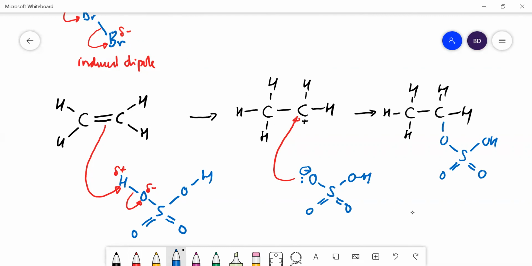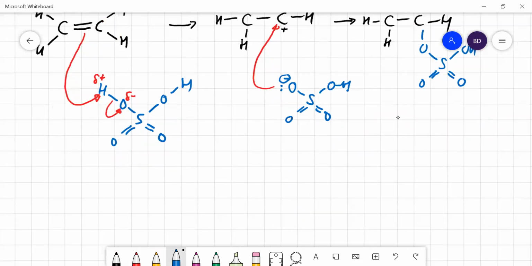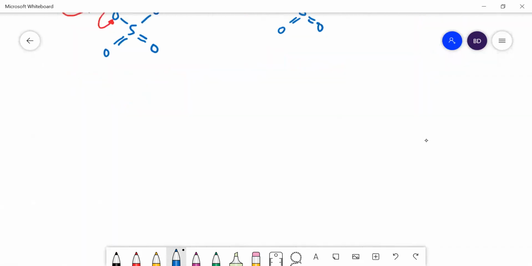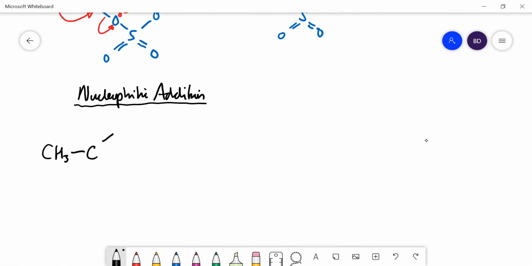Now on to nucleophilic addition, sorry, which you probably do. It's not on the AS, as I say, it's at the start of year 13 or the end of year 12. Nucleophilic addition. Okay, we're going to start off with an aldehyde or a ketone. I'll draw ethanal, keep it simple.